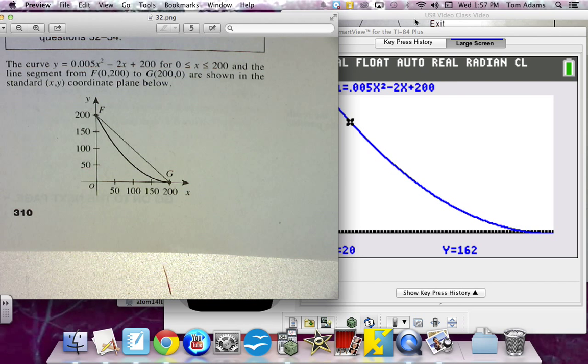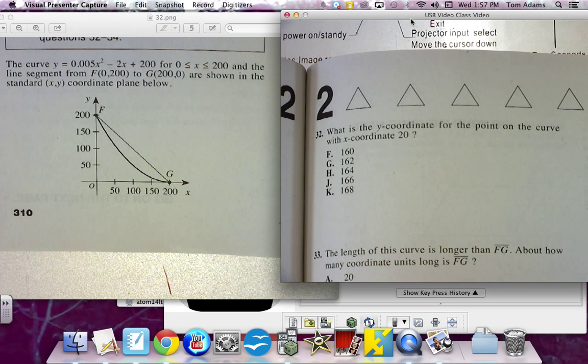162. So is that one of our options? Let's see. Yep, G is. Does that make sense?